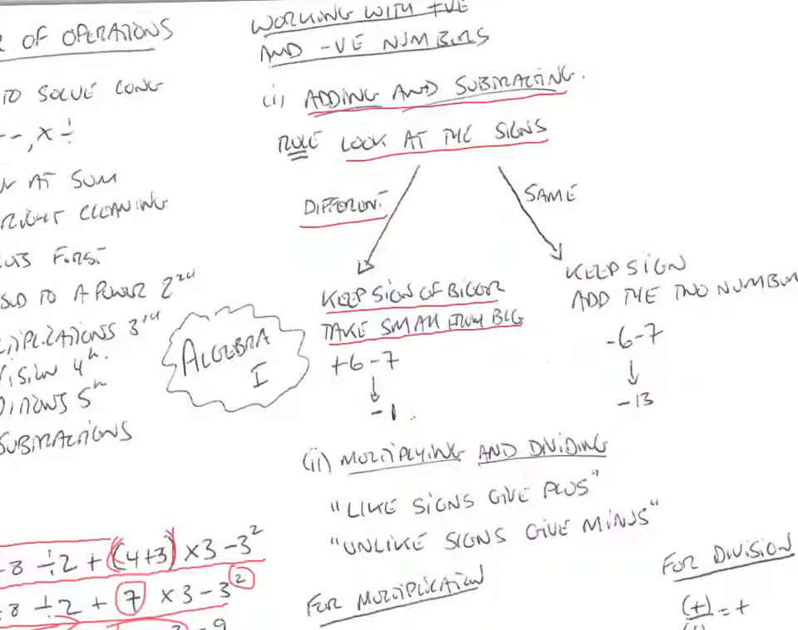and take the small number from the big. So if I have plus 6 minus 7, the bigger number there is the 7, so I keep the sign of that, which is minus, and I take the little number from the big. 6 from 7 is 1. So plus 6 minus 7 is minus 1. What about if the signs are the same? If the signs are the same, whatever the sign is, I keep that, and I just add the two numbers. So minus 6 minus 7, the signs are the same, keep the sign, add the numbers, becomes minus 13.